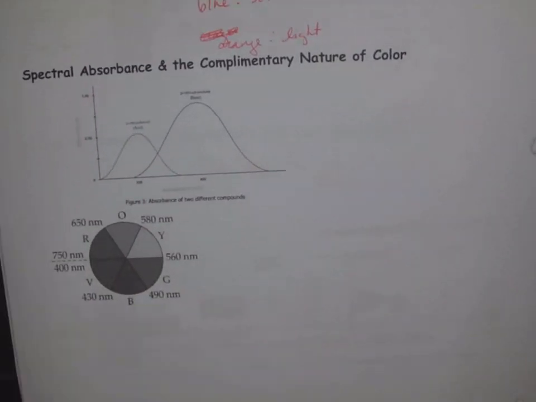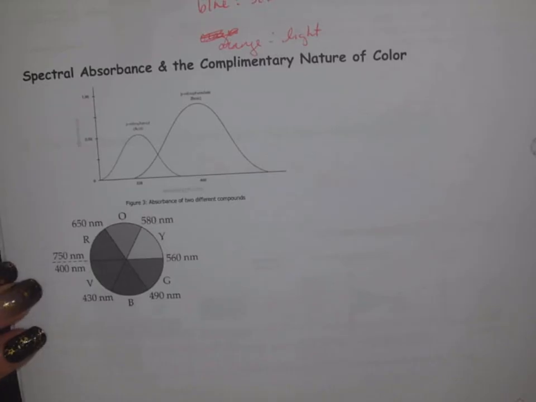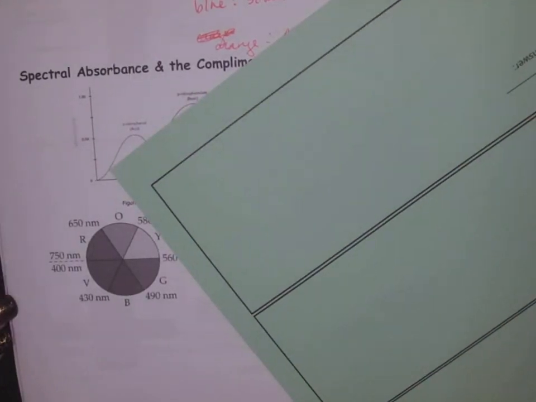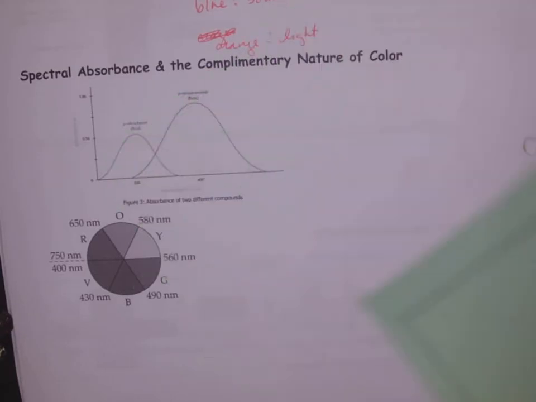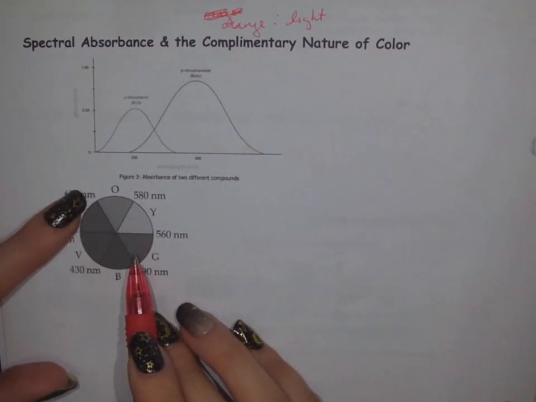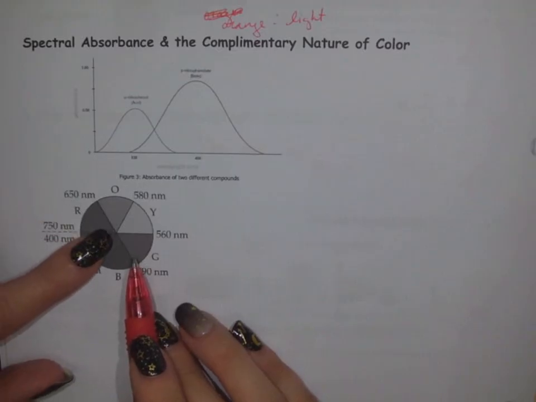So again, if we have a paper and it's green, okay, great. That doesn't mean it's absorbing green. It means it's absorbing everything but green. And what it is absorbing the most readily is red, because that's opposite on the color wheel. The item is green, so what it absorbs best is red light.